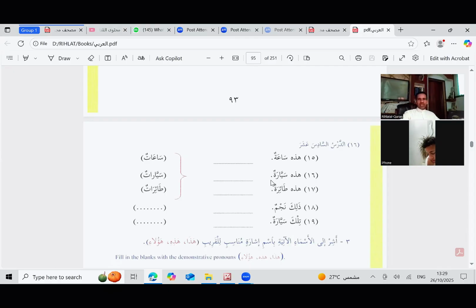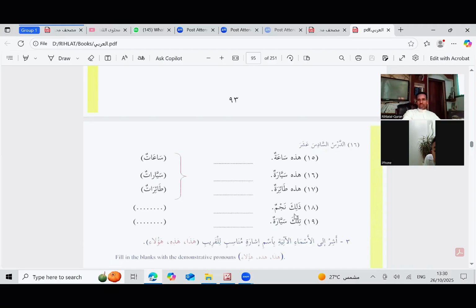Number 16. هذه سيارة. هذه سيارة. هذه سيارات. So هذه stays هذه because it's an object, to make it plural. And سيارة becomes سيارات, isn't it? Yeah. We translate it. هذه سيارة will be this is a car. هذه سيارات will be these are cars, isn't it?